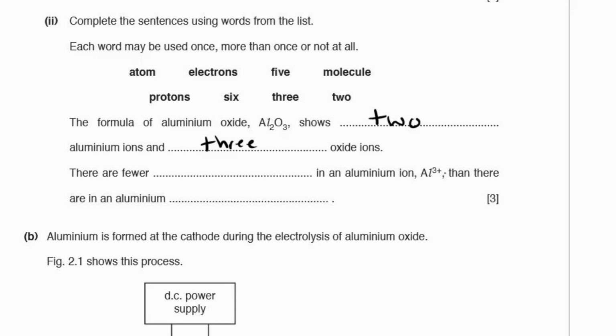So what is there fewer of? Are there fewer protons or fewer electrons? Okay, it's Al3+, it means it has lost electrons, that means there's fewer electrons, than there are in an aluminium atom. Okay, an atom is just Al. And same number of protons as electrons.